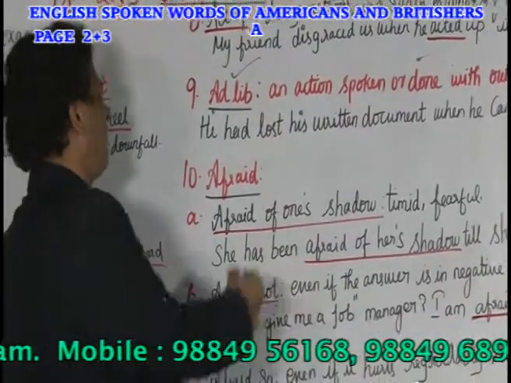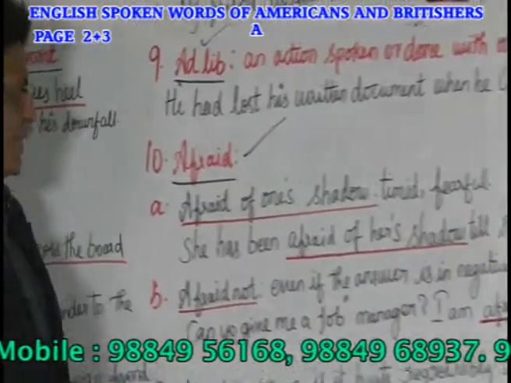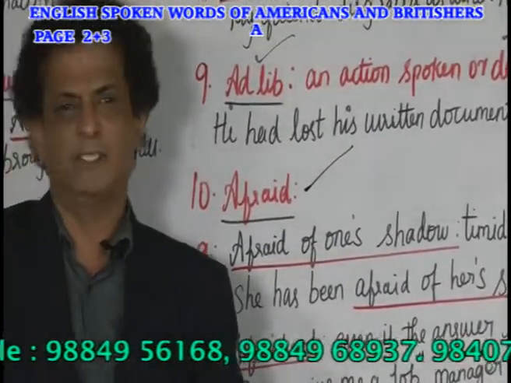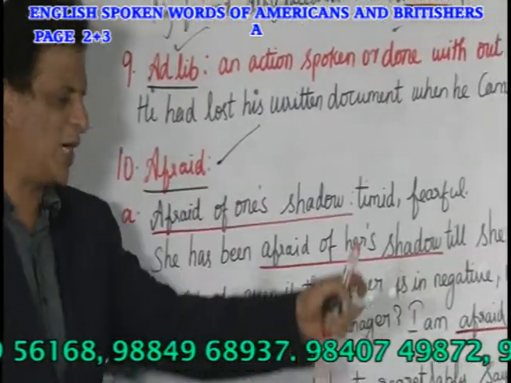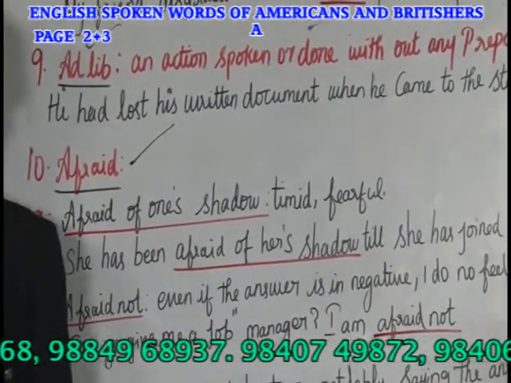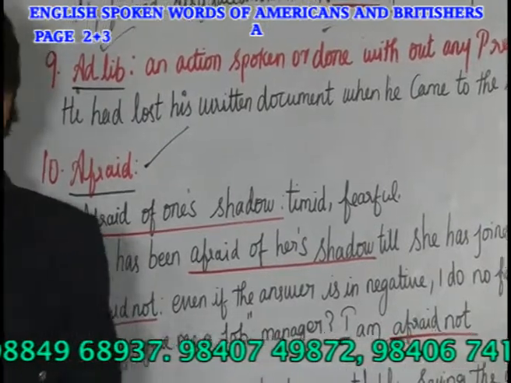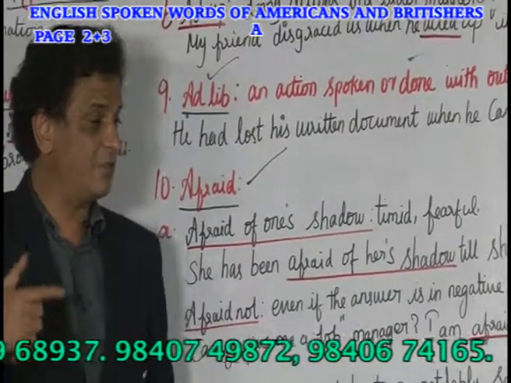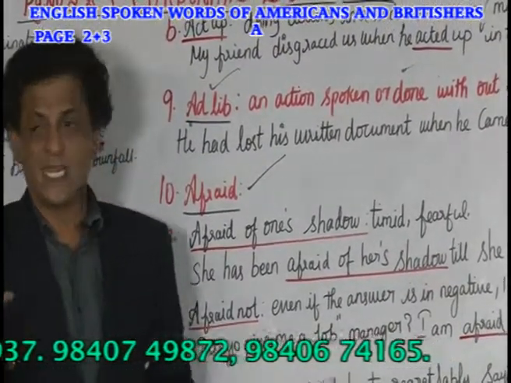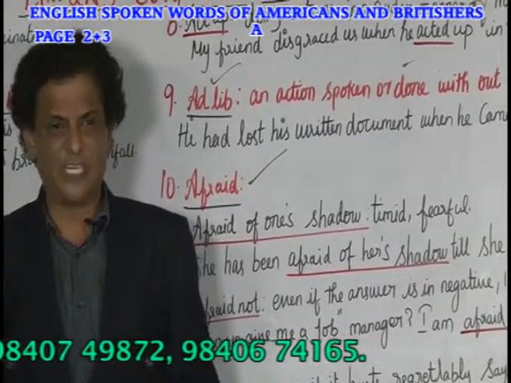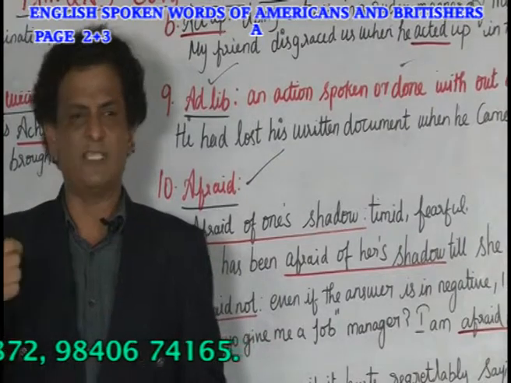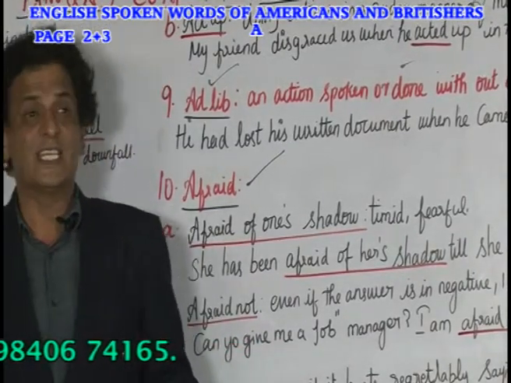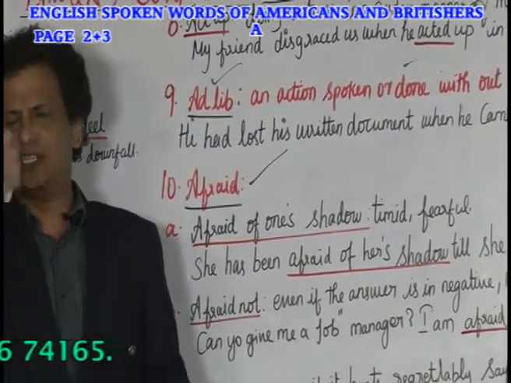Next, coming here, afraid. You should form sentences based on the word afraid. So here, afraid of one's shadow means what? Timid, fearful. See, all these words, this is 6,000 words based on the American way of speech. Want to speak like an American? Here are the words. Use these words. These are the words which Americans speak.